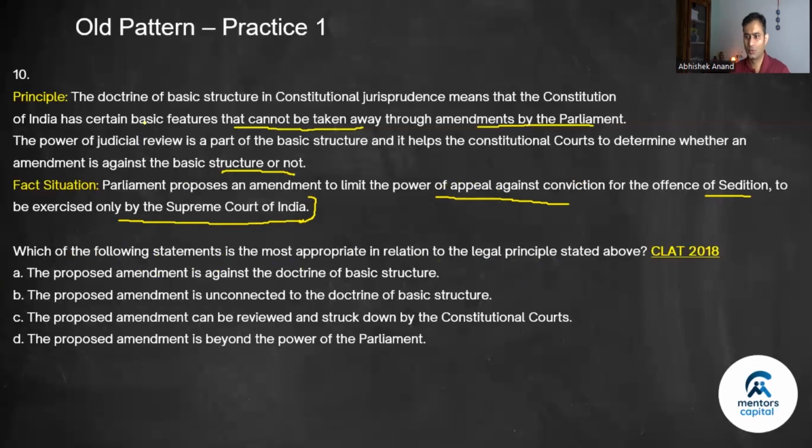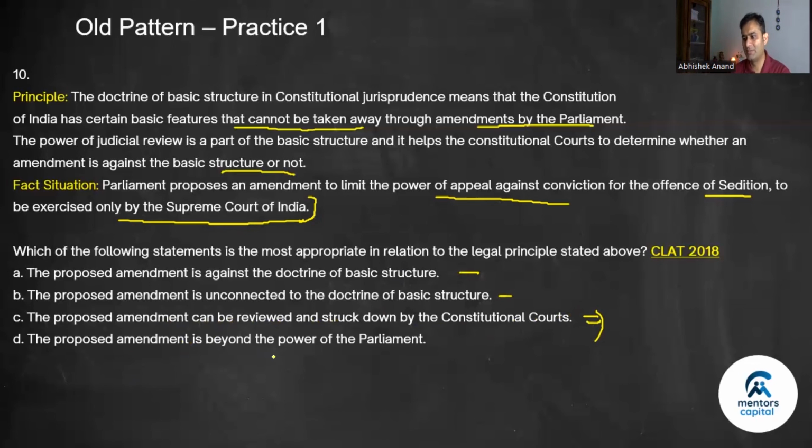Right, with this principle, what can you infer? The proposed amendment is against the doctrine of basic structure. We don't know that. The proposed amendment is unconnected to the doctrine of basic structure. Again, both the things we can't conclude. Whether this amendment is against the basic structure, we as a reader can't conclude that. The proposed amendment can be reviewed and struck down by the constitutional courts. Yes. If they find that this amendment is against the basic structure, they can do that.